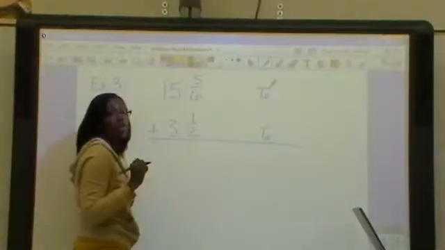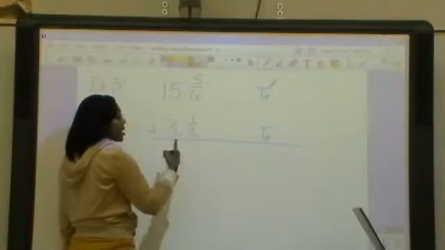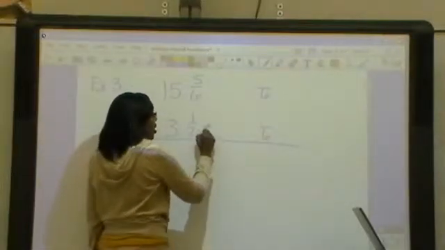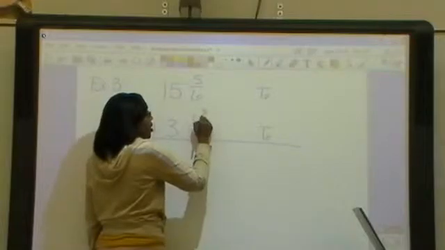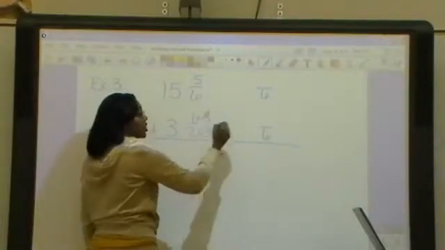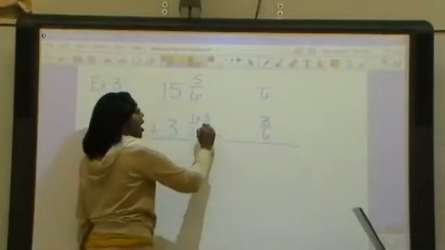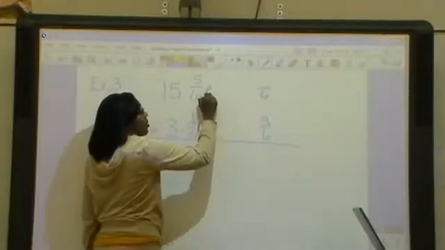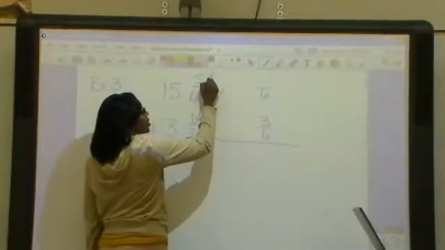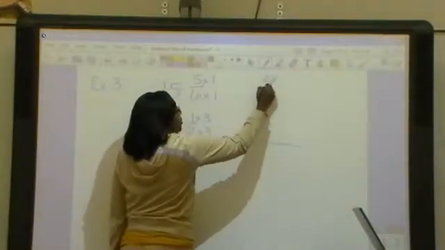So 6 becomes my new denominator. So now I'm going to see how did I get from 2 to 6? Well, I multiplied by 3. Whatever you do to the bottom, do to the top. Then how did I get from 6 to 6? I multiplied by 1. Whatever you do to the bottom, do to the top.